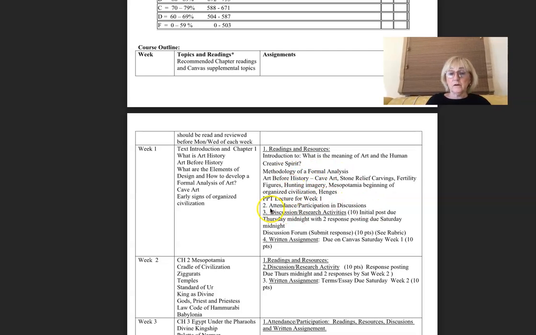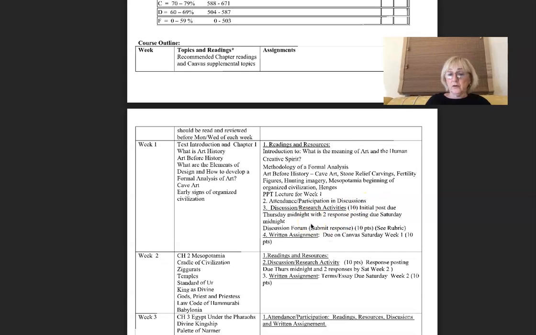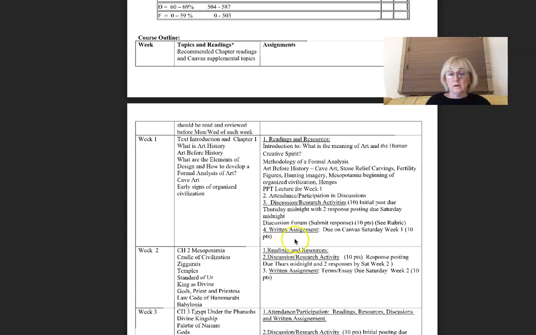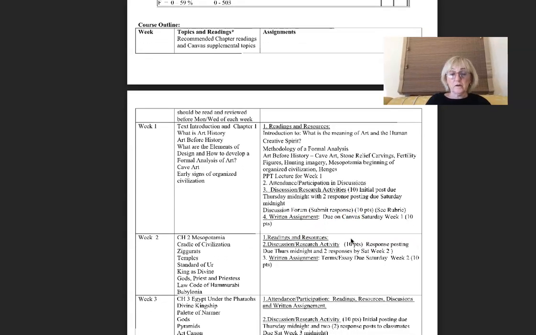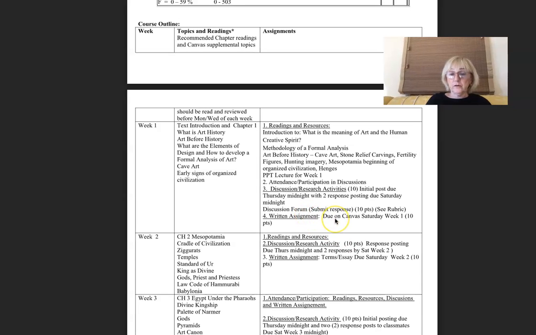So once again, you see there's participation in the discussion board, and you have to have your initial post due by Thursday midnight with 2 responses by Saturday midnight. Sometimes there might be more than one discussion board. In general, there's a discussion board each week and a written assignment. And the written assignments are short-term definitions, maybe a short essay, and they're based on the readings and resources in Canvas.